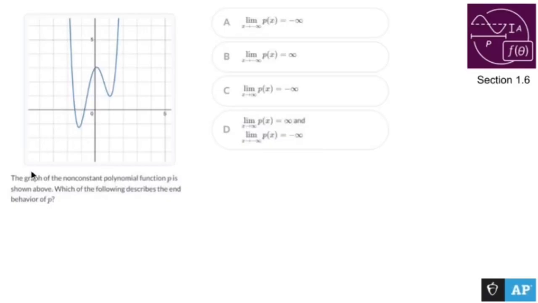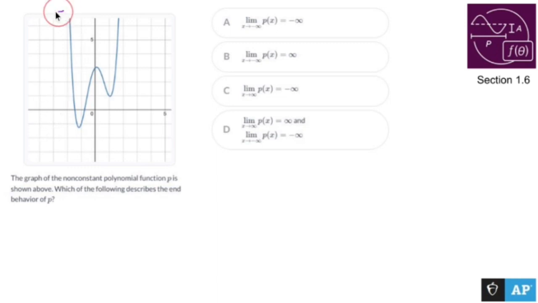The graph of the non-constant polynomial P is shown above. Which of the following describes the end behavior of P? So end behavior is limit, okay? And as we can see, they want us to write it out as limit. So let's find out what the limits are.